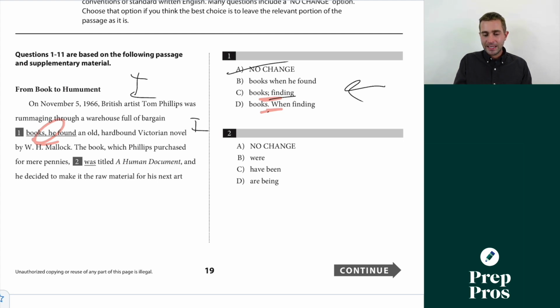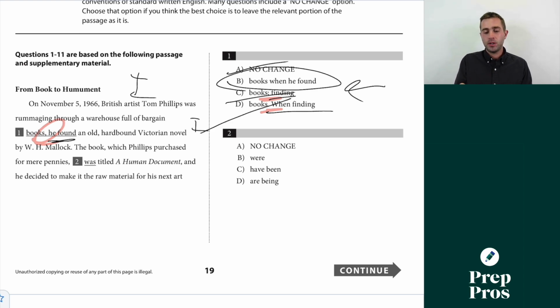Now, C and D don't work, even though they have those pieces of punctuation I was talking about, because we've changed the type of clause. Finding an old hardbound Victorian novel by W.H. Mallock, this is a phrase. We can't use a semicolon to join an independent clause to a phrase. When finding an old hardbound Victorian novel, same issue here with D.